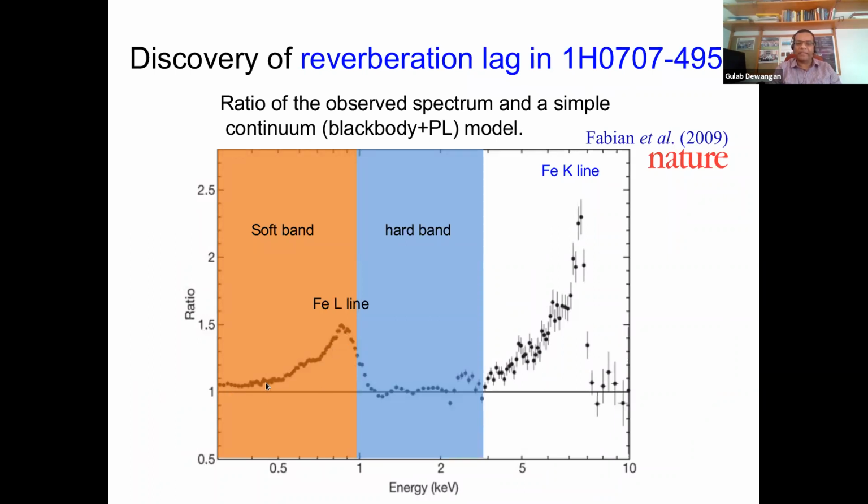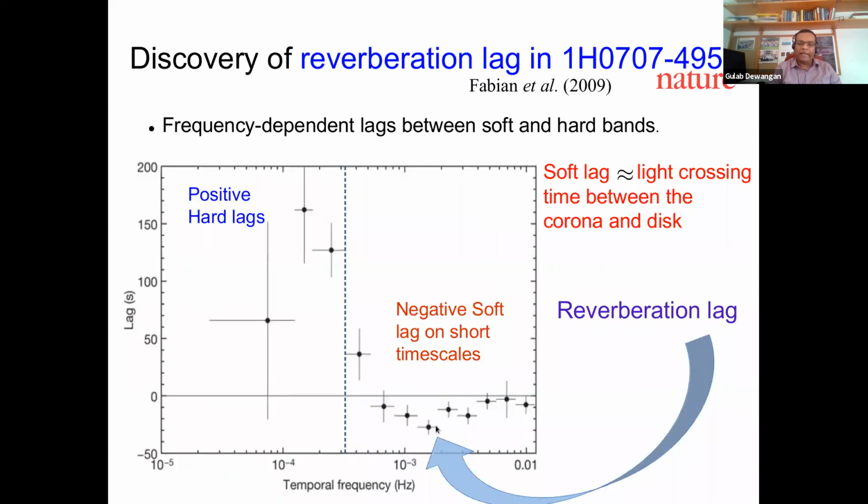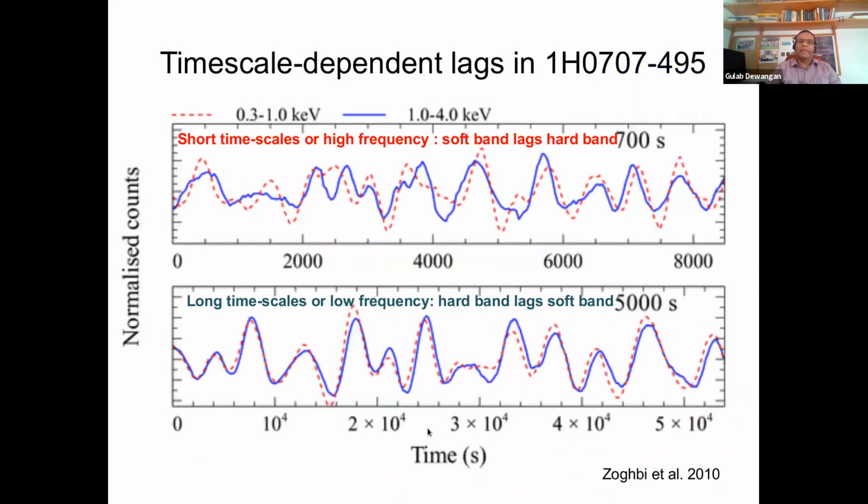Of course, there is a continuum emission also. So this particular negative lag here is interpreted as the lag between the continuum emission and the reflected emission, which is the iron L line. So this is called the reverberation lag, and the reverberation lag one can measure only for rapid variability arising from very close to the black hole. Okay, this was a very interesting observation. And this has been confirmed in many ways.